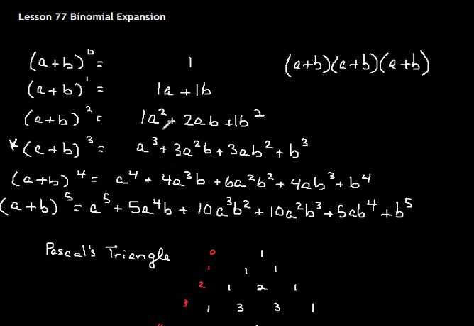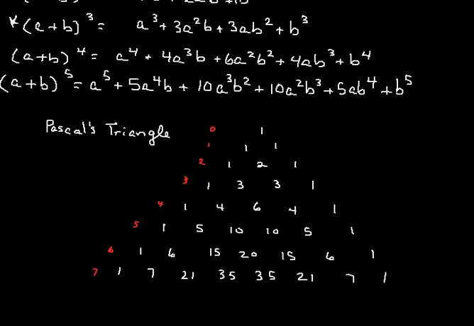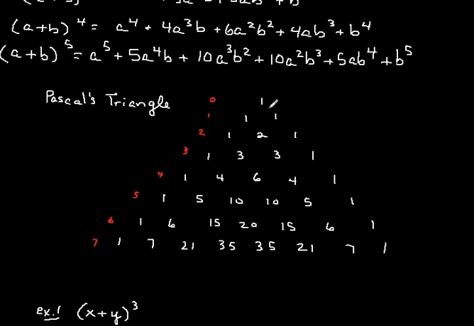You'll notice we have 1, 2, 1, 1, 3, 3, 1, 1, 4, 6, 4, 1, 1, 5, 10, 10, 5, 1. These numbers can be derived using the Pascal's triangle, which I have down here. Pascal's triangle starts out with 1. You'll notice all of these are 1s.